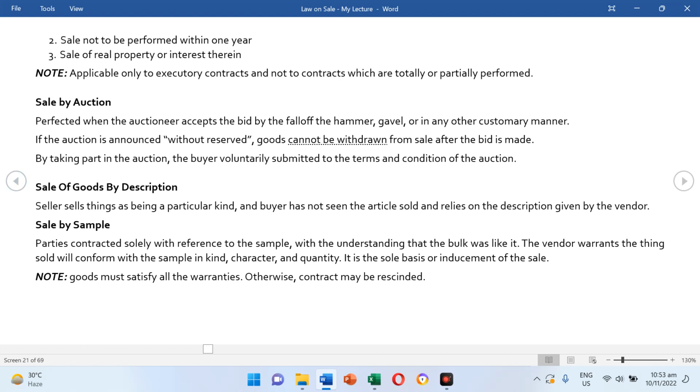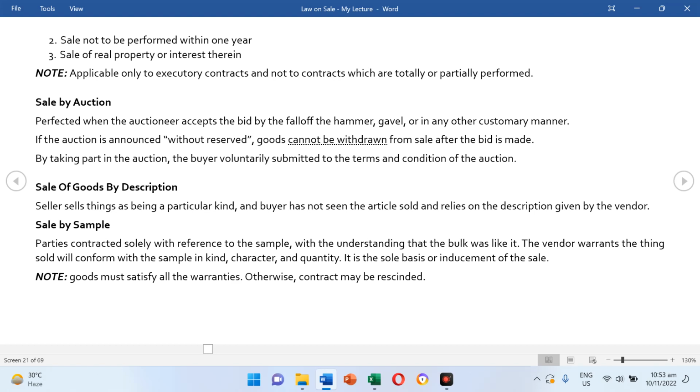Para naman yung sale by sample. Parties contracted solely with reference to the sample with the understanding that the bulk was like it. The vendor warrants that the thing sold will conform with the sample in kind, character, and quantity. It is the sole basis or inducement of the sale. So, wala yung actual product, sample lang yung dala.